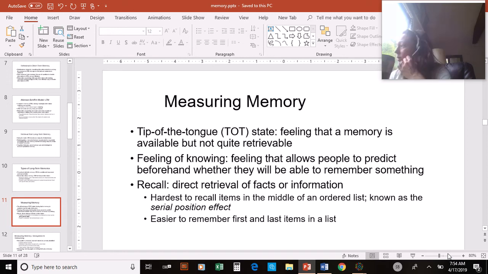All right, so when it comes to measuring memory, basically what we're looking at there are the different ways that that information comes back to us, right? And sometimes we have trouble with that, and you have that tip of the tongue type of memory there, and it's when you know that you know something, but you just can't quite get it out. Your brain can't quite remember where that neural pathway is, but you're like, I know what it is.